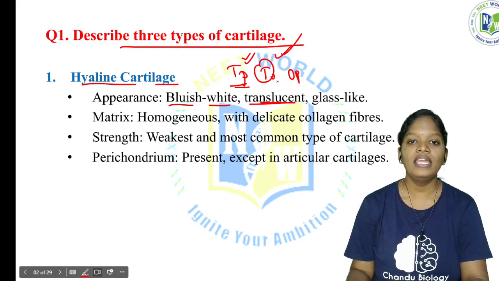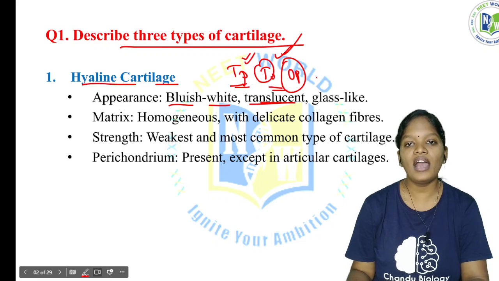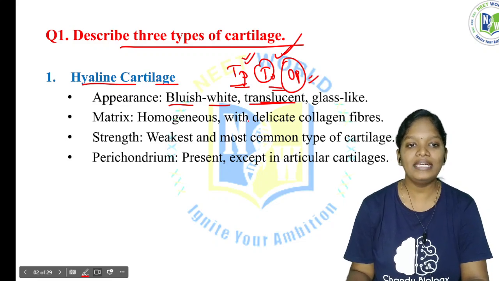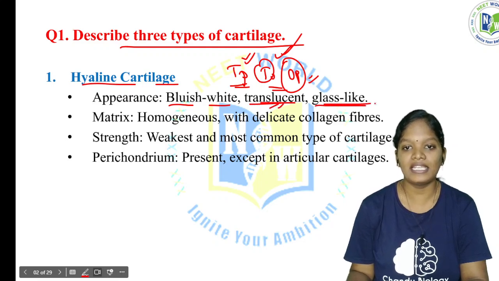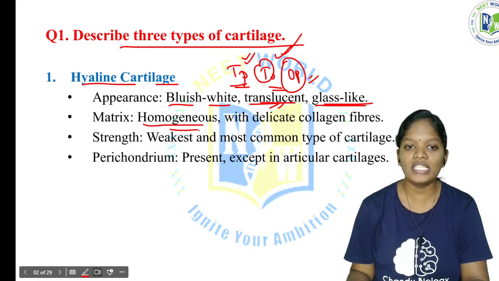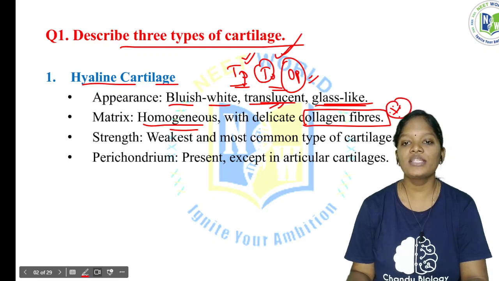Translucent means it is not completely transparent and not completely opaque, it is in the middle. Opaque means it can't pass the light through the medium. So here the hyaline cartilage is translucent and glass-like. Okay, so how will the matrix be? It is homogeneous, similar throughout the cartilage, with delicate collagen fibers. Which fibers are present in the hyaline cartilage? Collagen fibers.